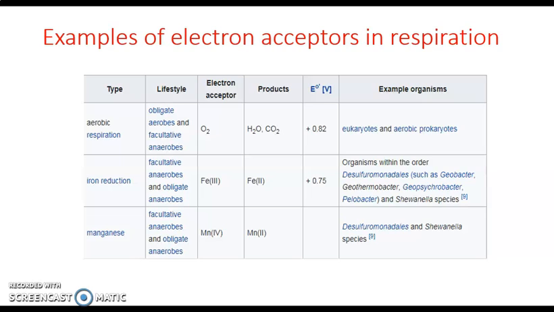Next is manganese. Manganese is also utilized by facultative anaerobes and obligate anaerobes. Examples: Desulfuromonadales and Shewanella species. Manganese 4+ is the electron acceptor, and the product is manganese 2+.